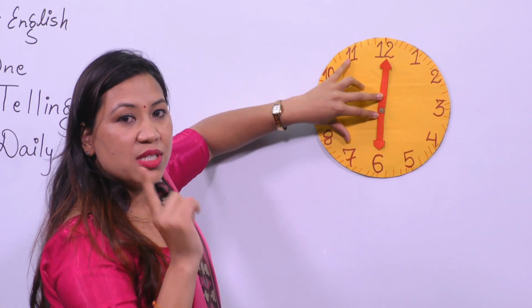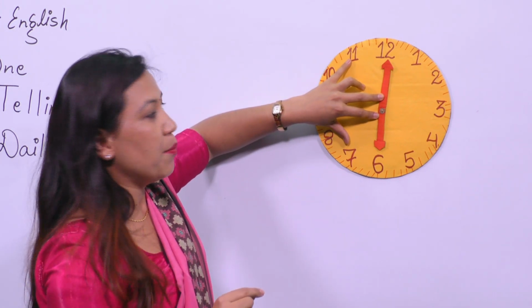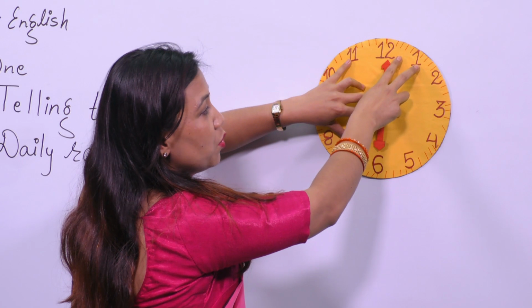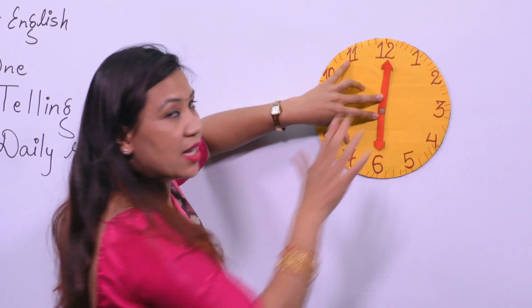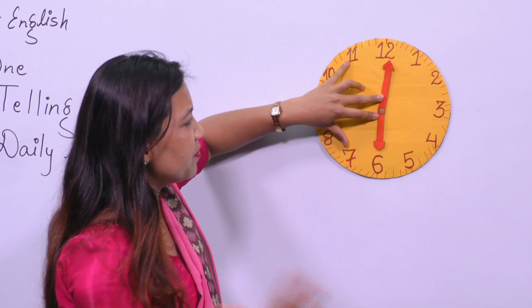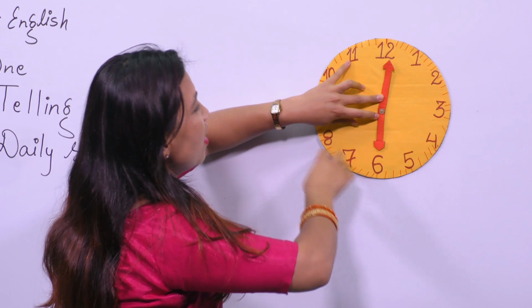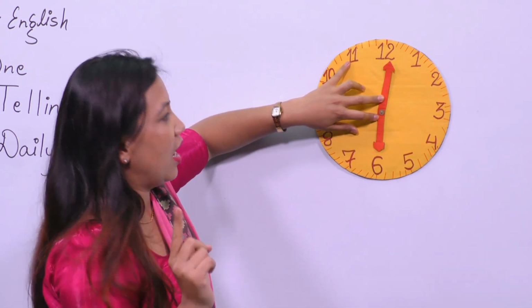1 minute equals 60 seconds. You all know that. And in 1 hour there are 60 minutes. So the gap between these two numbers 12 and 1 is 5 minutes. And from 1 to 2 there are another 5 minutes. From 2 to 3 there are another 5 minutes. In this way, in one circle there are 60 minutes, and that's 1 hour.